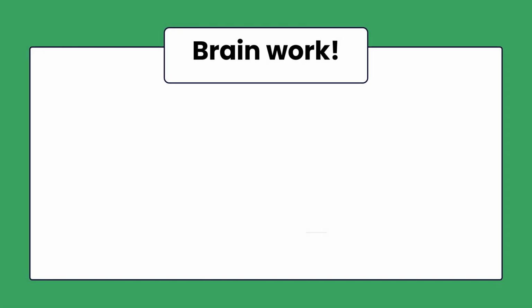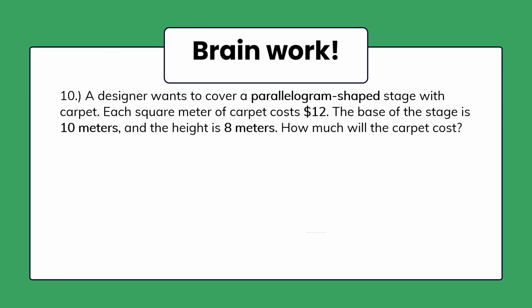Our last problem. A designer wants to cover a parallelogram-shaped stage with carpet. Each square meter of carpet costs $12. The base of the stage is 10 meters and the height is 8 meters. How much will the carpet cost? A. $480. B. $720. C. $960. Or D. $1,200. What do you think the answer?